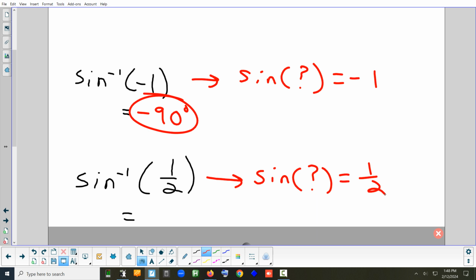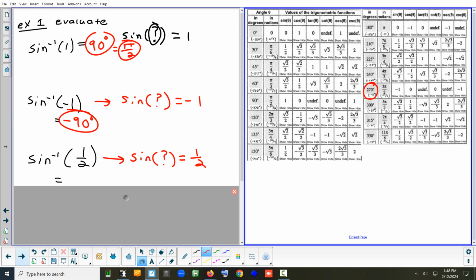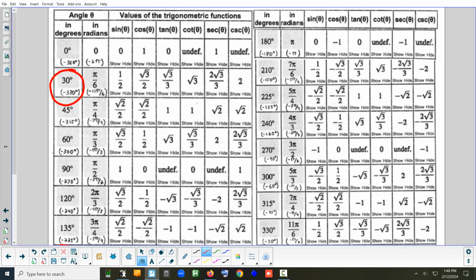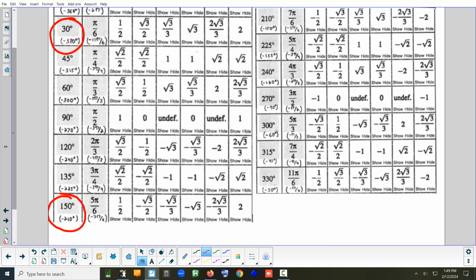Okay, so you're going to go to the sine column. You're going to look for a half. And then you're going to find the angle. Going down the sine column, what's the first angle that has 1/2 in it? 30, which is the same as negative 330. And does 1/2 come up anywhere else? 150. Yes, 150. So this time we found the answer twice. So we got 4 possible choices: 30, negative 330, 150, negative 210.